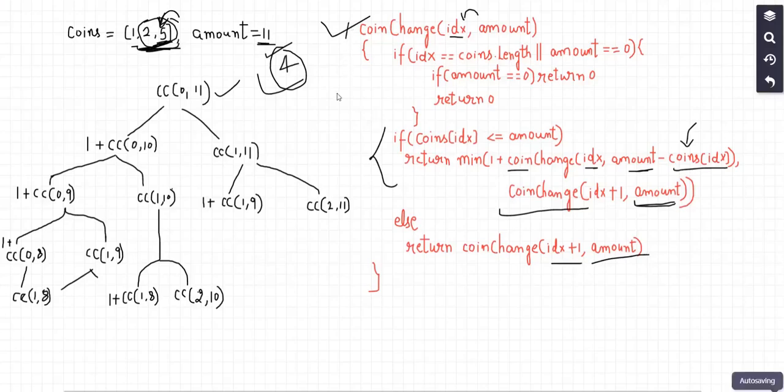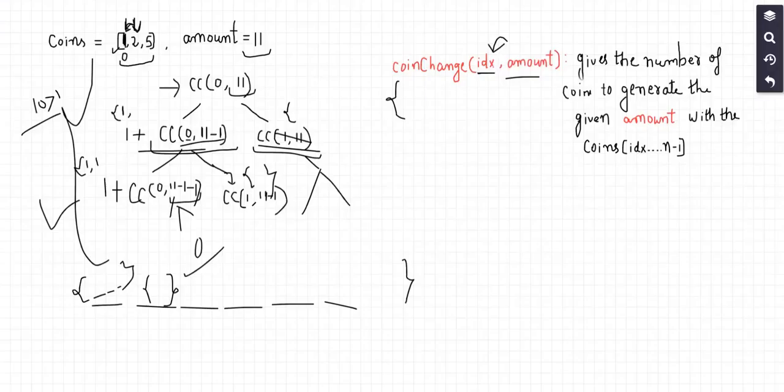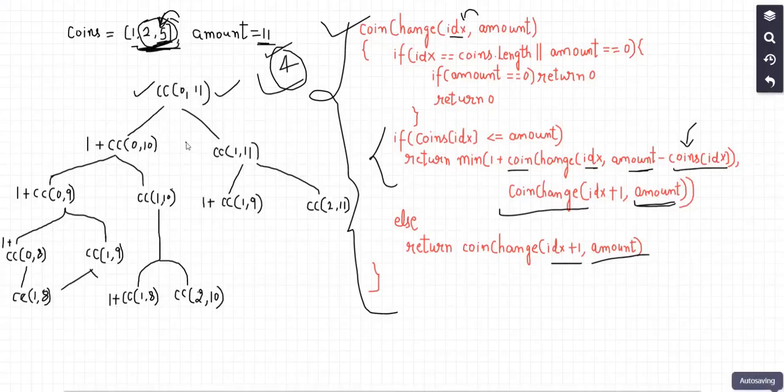Okay, so this is the idea. That's how we solve this problem recursively. Now let's see the recursion tree here. This is the same as I drew here. At each function I'm calling two functions if the value of the coin is less than the amount. Otherwise I'm just calling the function on the next index, not using that coin, because that coin cannot be used.